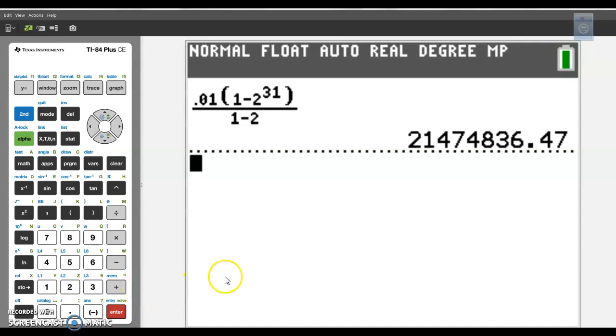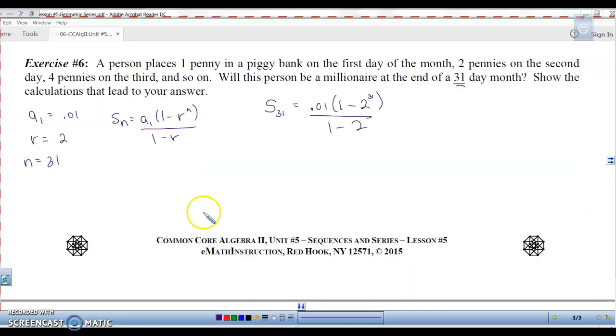So would you be a millionaire? Yeah, you would be. You'd have $21 million. $21,474,836.47. So after 31 days, you would have $21,474,836.47. So yes, you would be a millionaire after that amount of time.